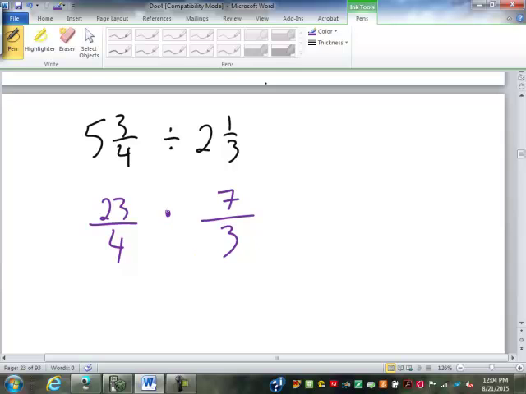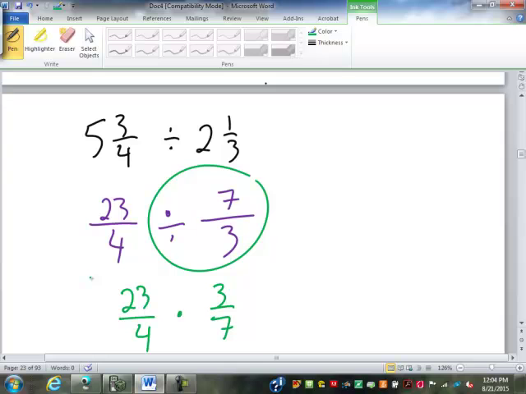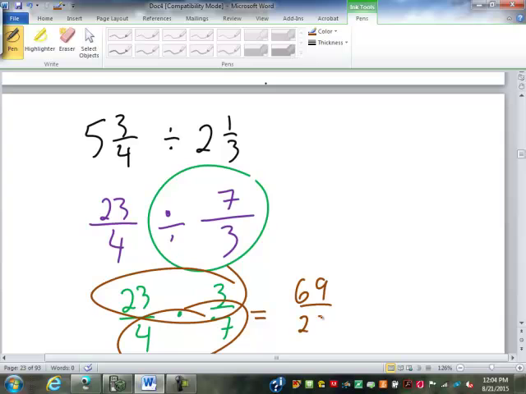Is this multiplication now? No, it's still division. How do we change it into multiplication? Reciprocal. We're dividing by 7/3, we're going to multiply by 3/7. 23/4 doesn't change. Now, since this is multiplication now, if there was something that would cross-cancel, we could do that. Unfortunately, at this point, there's nothing that cross-cancels. 23 times 3 is 69. 4 times 7 is 28, which gives us 2 13/28. Not so bad?